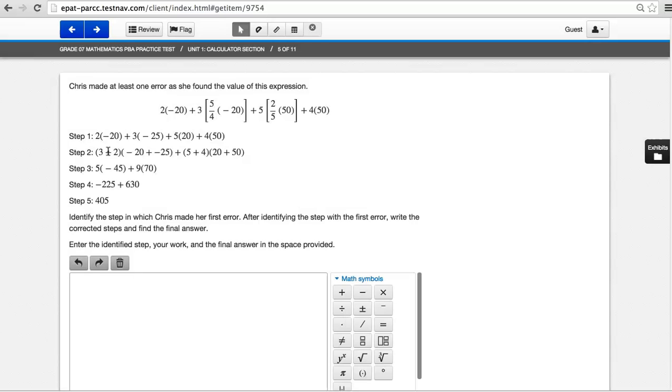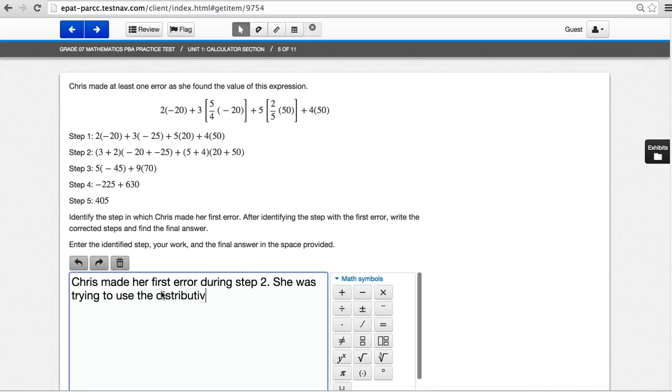Step 2, I see a lot of numbers moving around. I think Chris made her first error on step 2. She's trying to use the distributive property, but that's the wrong time for her to be using the distributive property. So I'm just going to type this in. Chris made her first error during step 2. She was trying to use the distributive property in the wrong way.